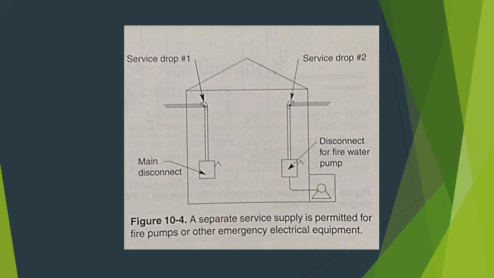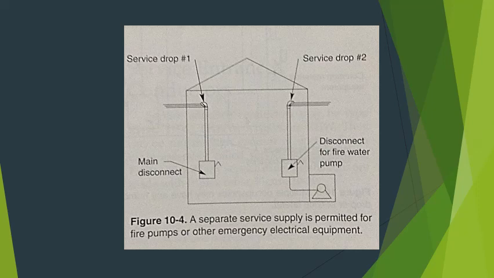Number of services. A structure can only have one service. Thus, each building will have one service drop or one service lateral. While this is the basic rule, there are some practical exceptions. The following exceptions are allowed. One, a completely separate service is permitted to supply a fire pump or other emergency electrical apparatus, such as lights or standby power. For this, see figure 10-4.